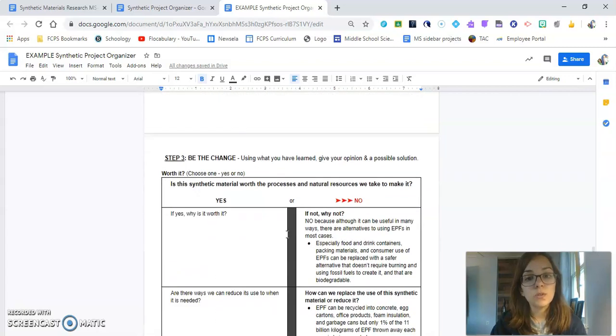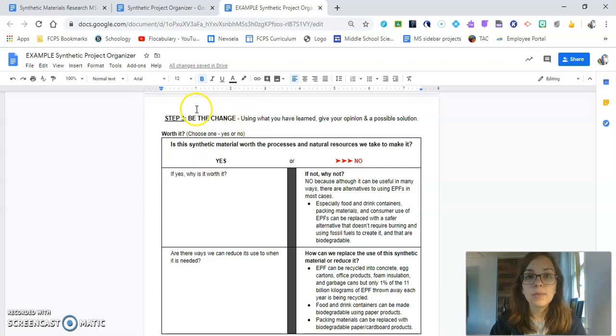So now I'm done with step 2. Easy enough. And then step 3 is the real capstone here. This is where you want to put your opinion about the research that you've conducted. So is this synthetic material worth it? Is it worth the processes and the natural resources that we take and use to make it? So I personally said no for my research, but if you and a friend each both do research on the plastic bottle, one of you could say yes, it's worth it, and one could say no, and both of you are correct. This is your opinion based off the information provided. So I said no because styrofoam is not biodegradable, it produces air pollutants, and there are a ton of alternatives.